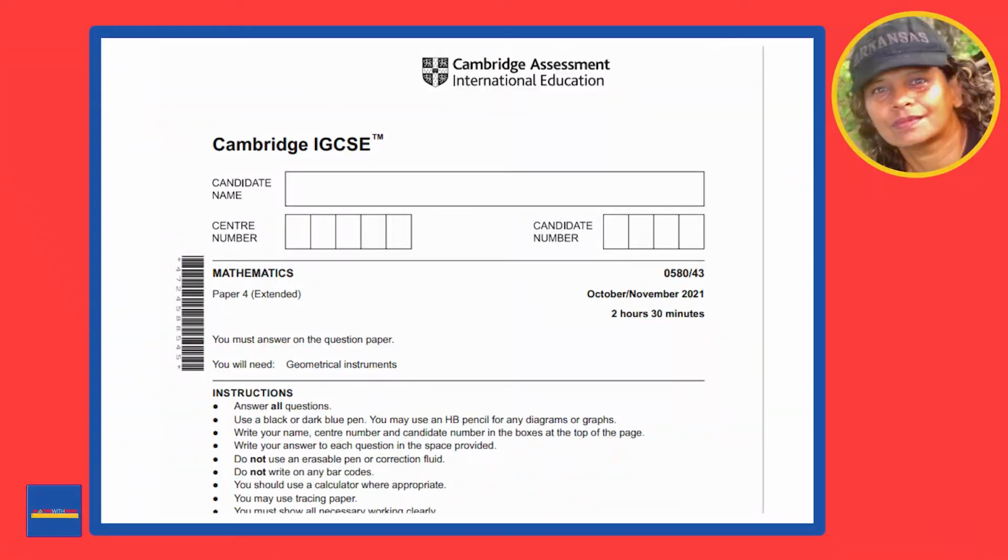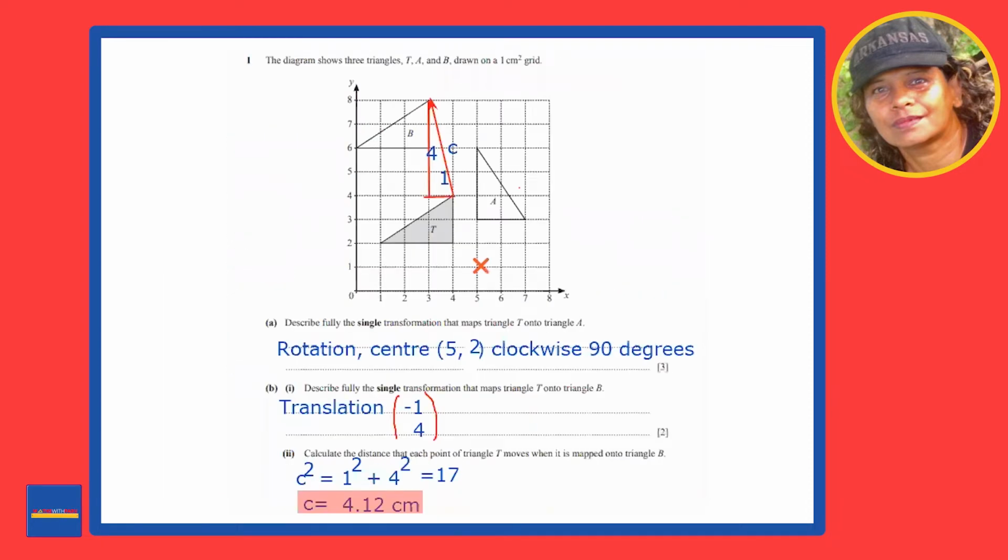This question is from Cambridge IGCSE Extended 0580, November 2021, paper 43. Let's begin. The first question is on transformations. So here we have the first question, which is describe the transformation from T to A.